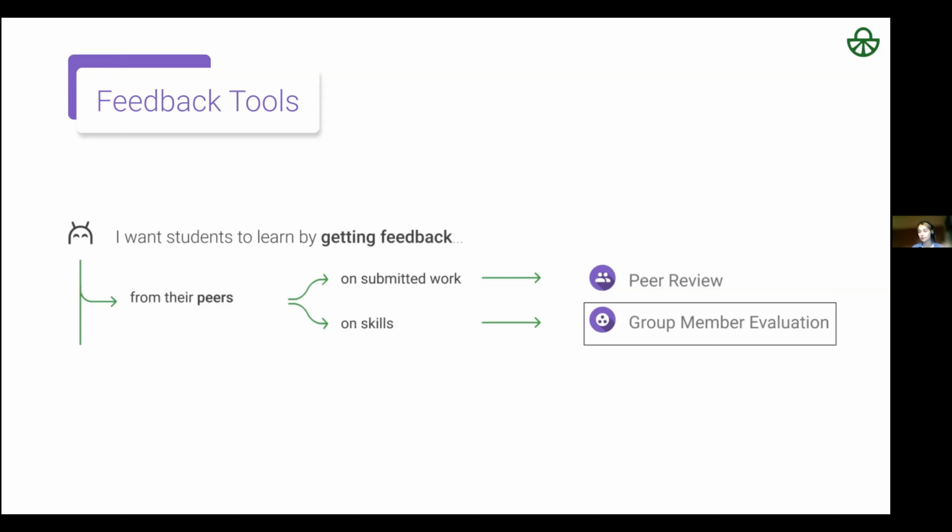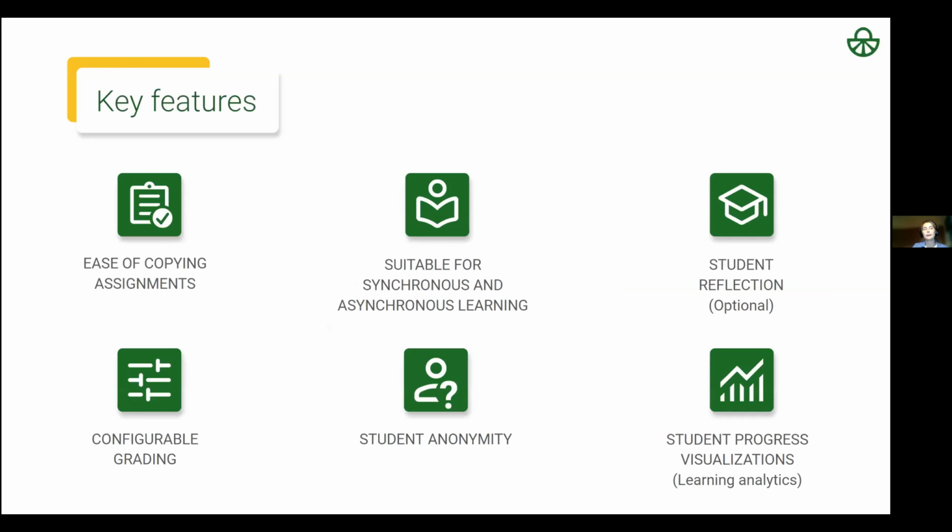So what's good to know is that the tools are very similar. So if you set up one, you can also easily set up another. And there are a lot of similarities and key features that all the FeedbackFruits tools have. So it's easy to copy activities once you set them up. You can use them both synchronously and asynchronously. So in a live class, maybe where students give each other feedback on a presentation that they're giving, or outside of the class, whether it's maybe more on the collaboration process.